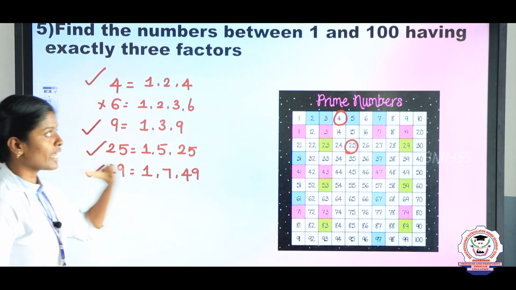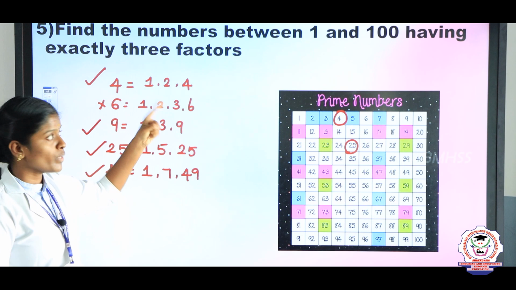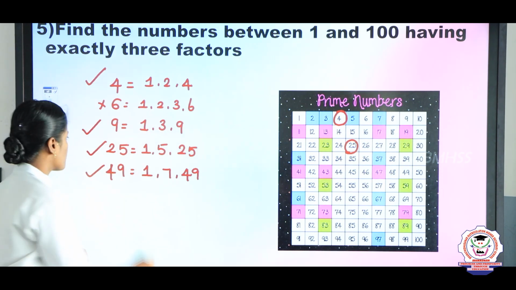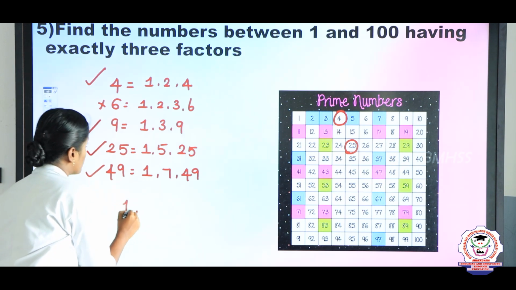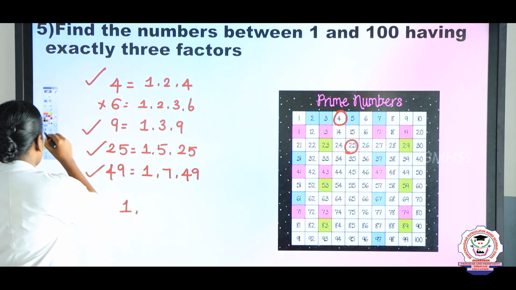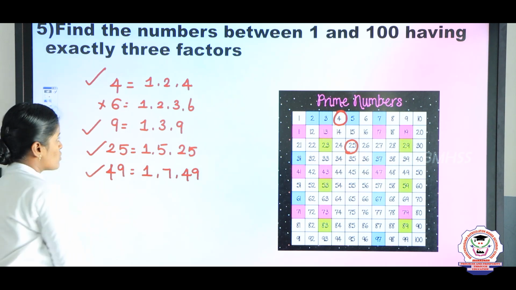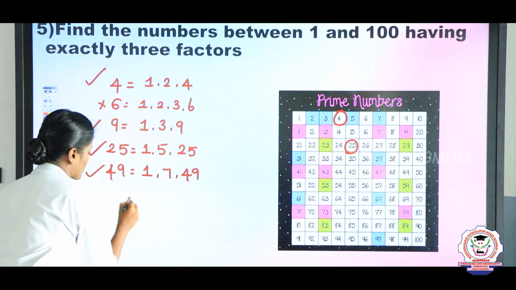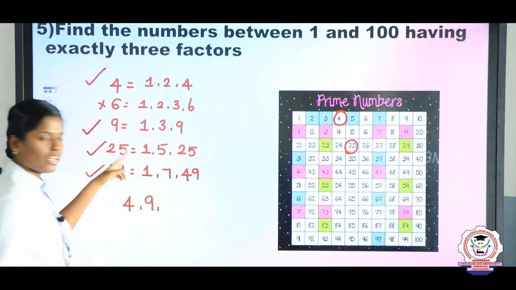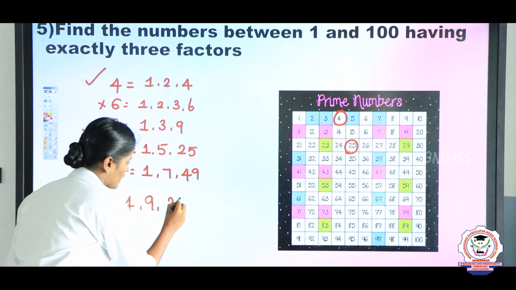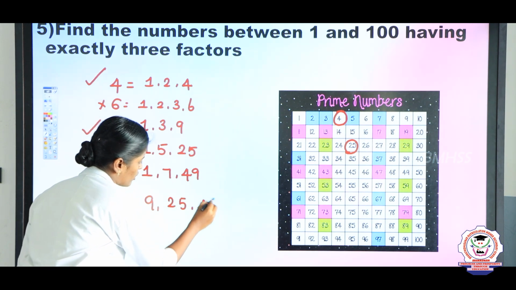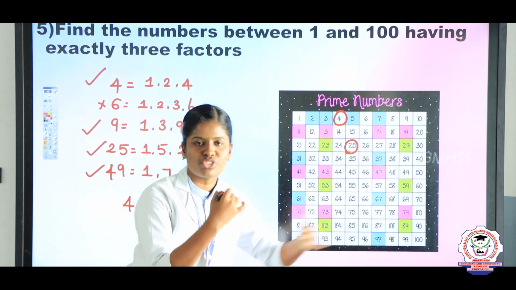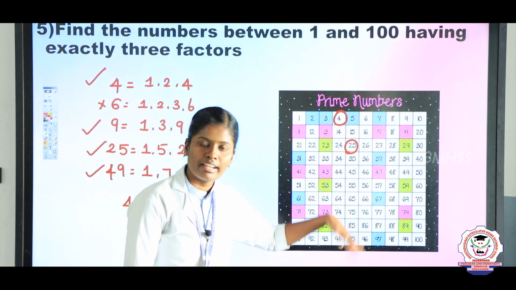The question is to write the numbers between 1 and 100 having exactly 3 factors. So, the answer is 4, 9 and then 25, then finally 49. So, these are the answers. In the remaining composite numbers you should also check. So, what are the factors of all the numbers?